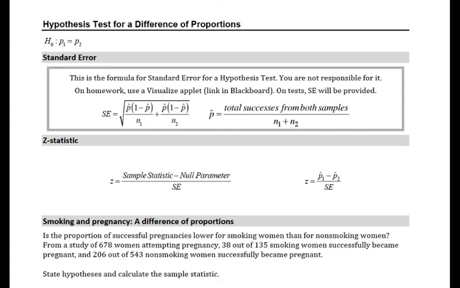Right, we're going to take a look at a hypothesis test for a difference of proportions. When we're working with two proportions, our null hypothesis is always that the two proportions are equal. But we could also write this hypothesis as P1 minus P2 equals 0. And so this is why we refer to it as a difference of proportions.